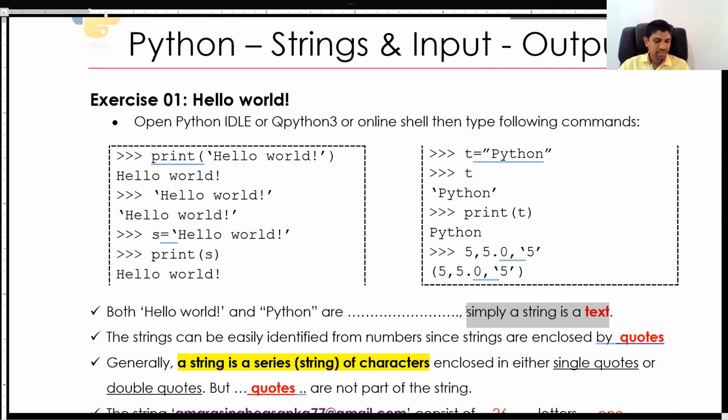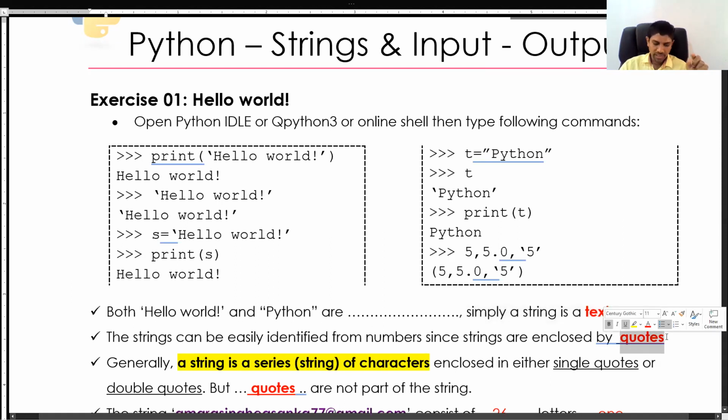In the second bullet, you can see the strings can be easily identified from numbers since they are enclosed by quotes. You realize that quote means you can use either single quote or double quote. There is no difference there. Initially, you can use either single quote or double quote to specify a string, right?